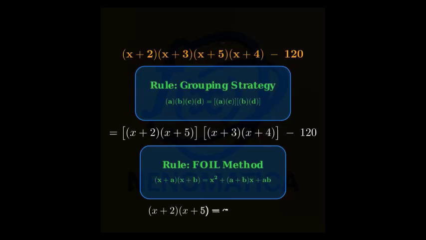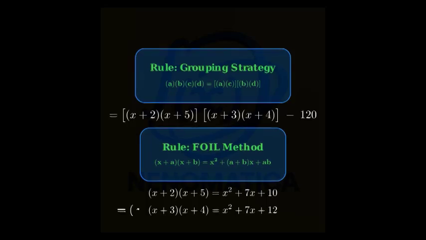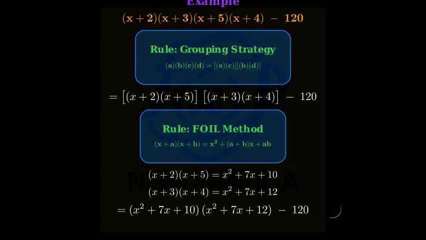Now, let's expand each of these group products. For the first group, x plus 2 times x plus 5 gives us x squared plus 7x plus 10. And for the second group, x plus 3 times x plus 4 gives us x squared plus 7x plus 12. So our expression becomes x squared plus 7x plus 10 times x squared plus 7x plus 12 minus 120.